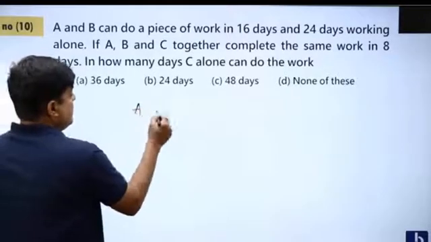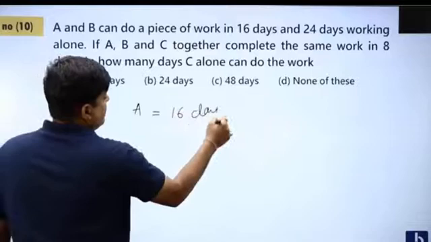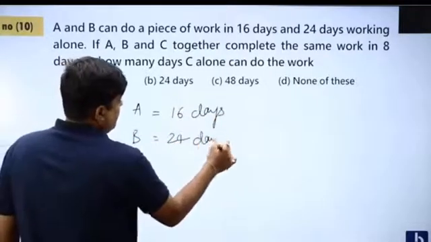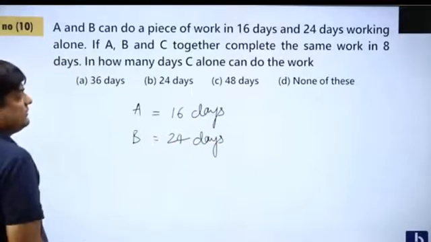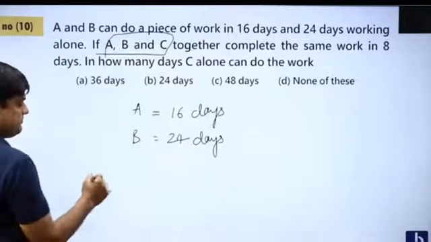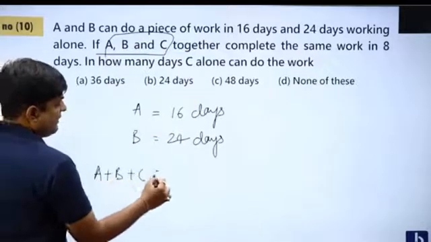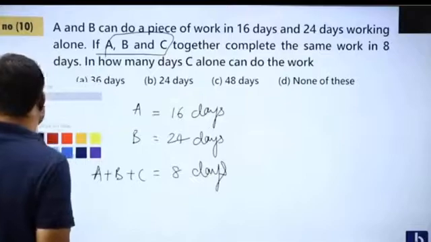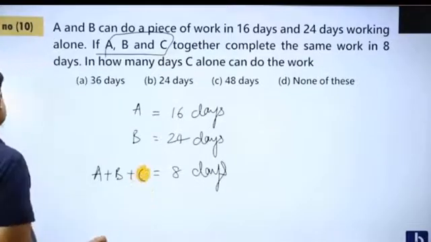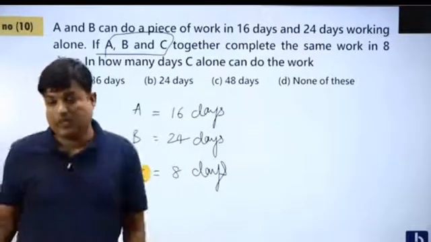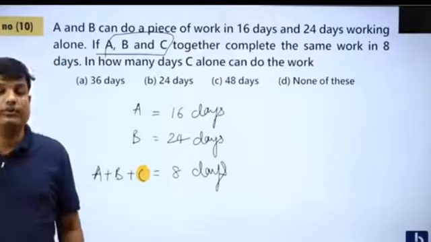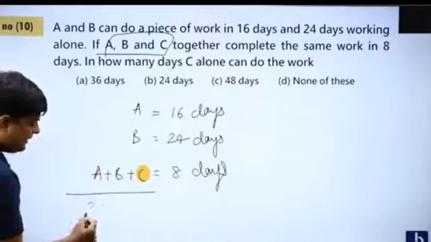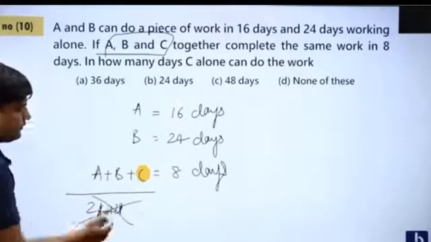A, 16 days. B, 24 days. A plus B plus C, 8 days. We want C alone. Are you understanding, everybody? Some of the students might have done it like this: A plus B plus A plus C, 2A plus 2B. No.